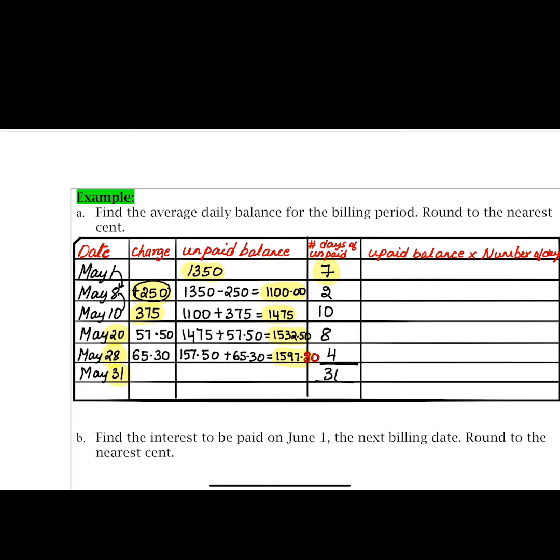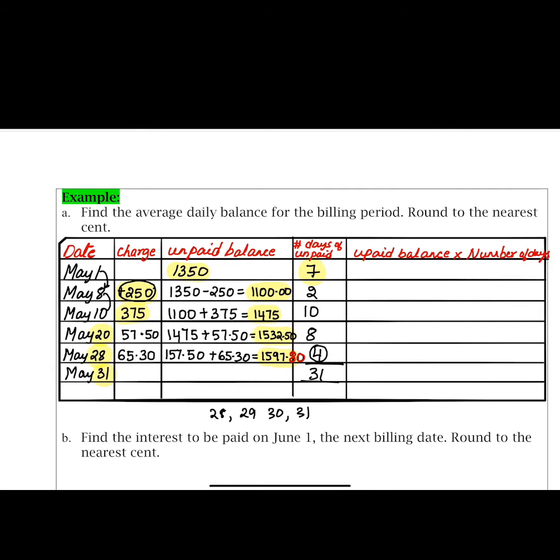So from May 28th to May 31st, I have 28th, 29th, 30th, 31st. So there are 4 days, just so that you know. Okay, now my next step is to go ahead and multiply the unpaid balance and number of days. So here my unpaid balance is $1,350 times 7. When I multiply, I get 9,450. So the next one is 1,100 times the number of days, which is 2.